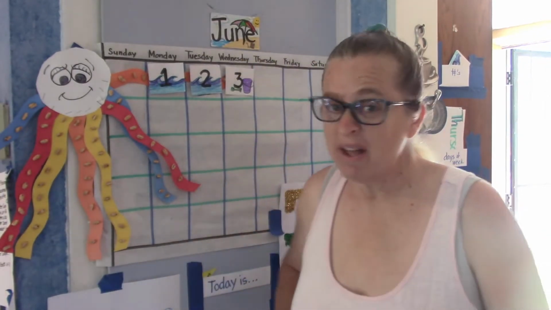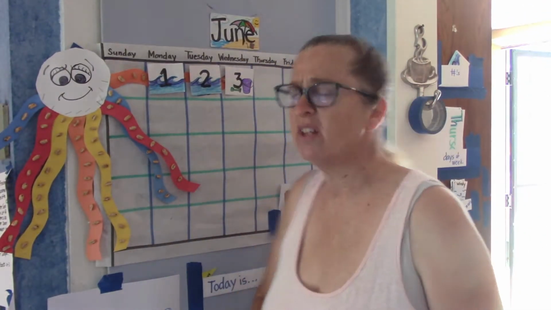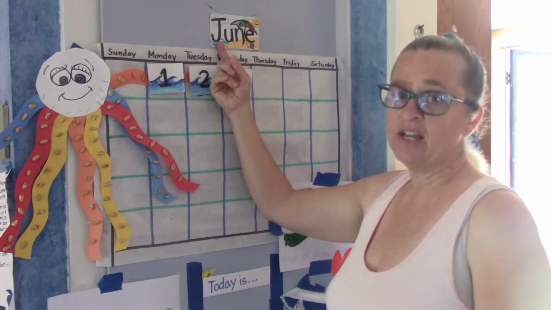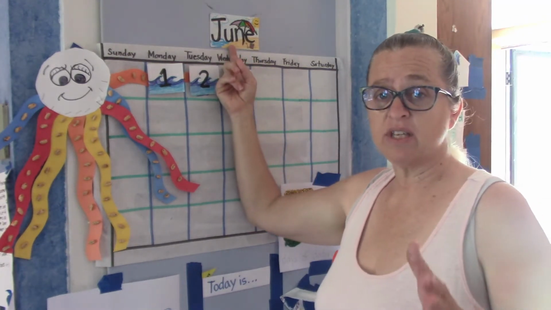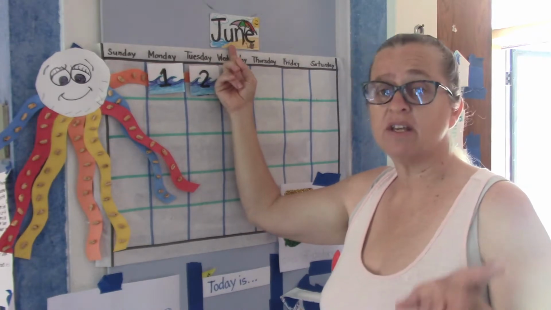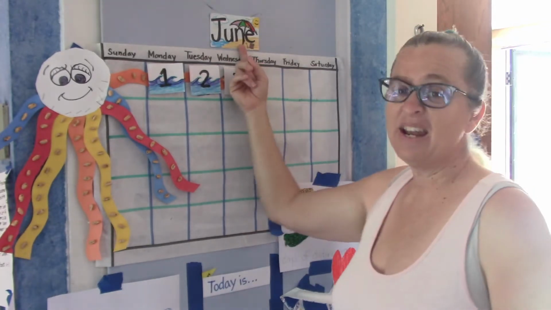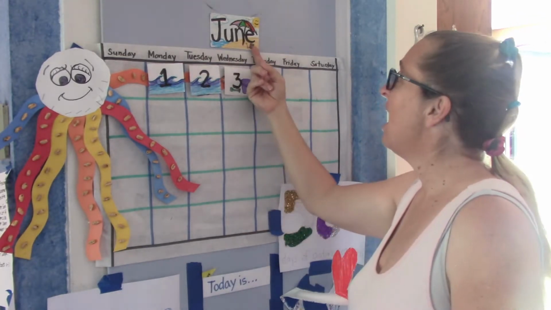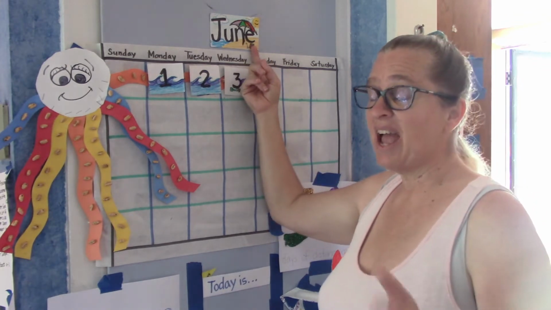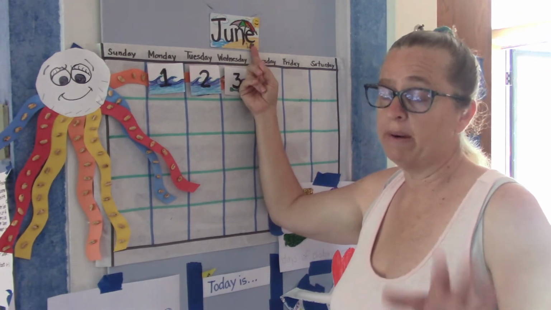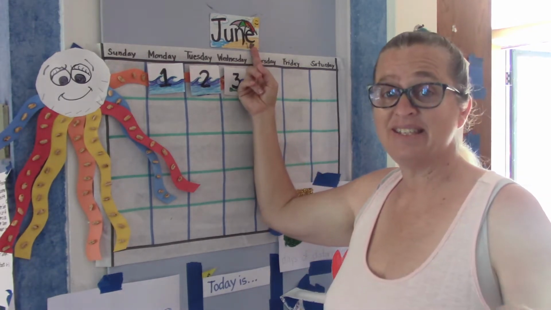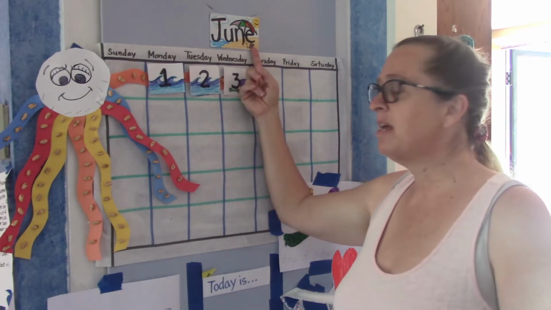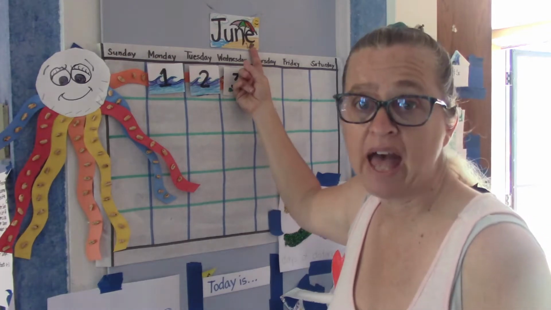Do you know what month we're in? Let's look at the sounds all the letters make. J, J. U. U makes two sounds. It makes U and it makes U. N, N. And E makes two sounds, and it also has another special role that I'm going to tell you about right now. E makes the E sound, the E sound, and sometimes it makes no sound.